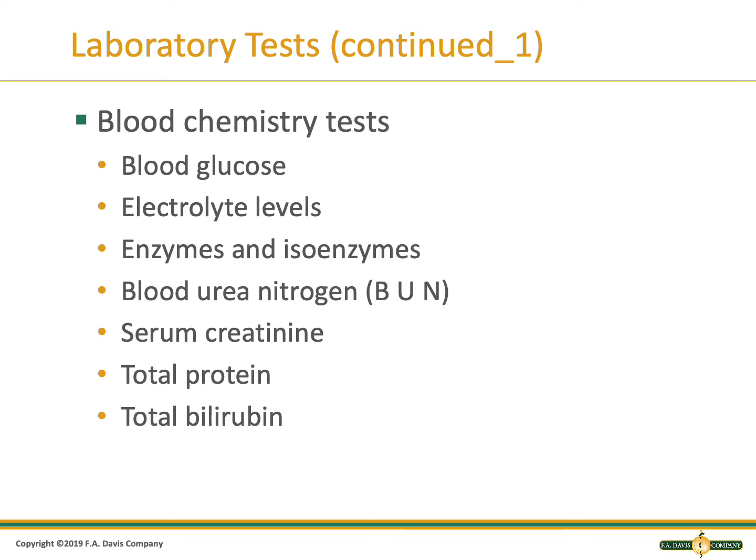So again, total protein helps to diagnose malnutrition, dehydration, severe burns, GI disease, liver disease, diabetes. And then the last one listed on here is a total bilirubin, and this is released during destruction of hemoglobin. And if the total bilirubin is elevated, the skin will have an orange tint.